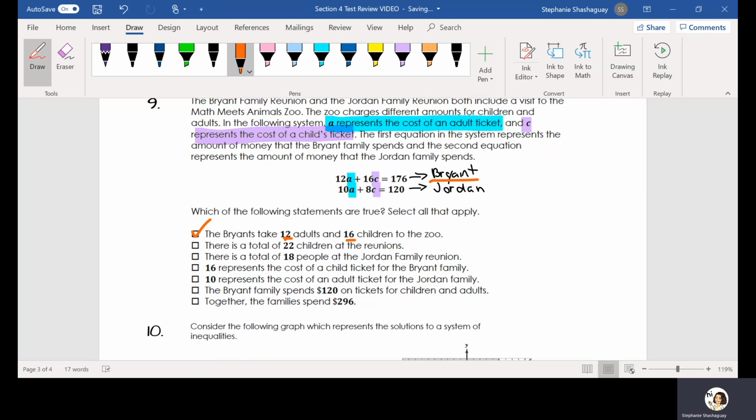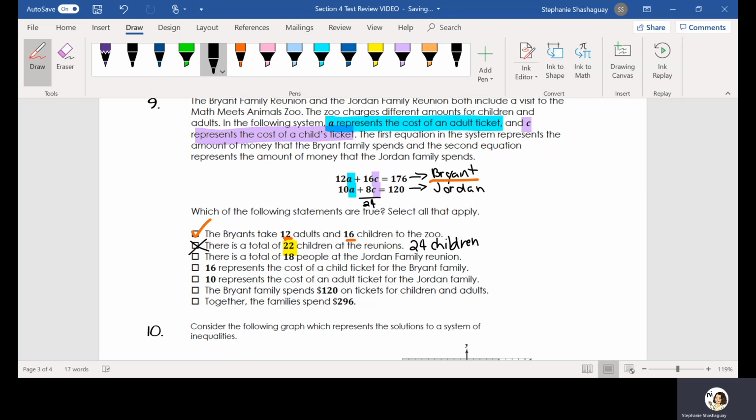There is a total of 22 children at the reunions. So here we're looking at the 22, and it's asking if 16 plus 8 is 22. Well, 16 plus 8 is not 22, it's 24. So no, because there's 24 children.